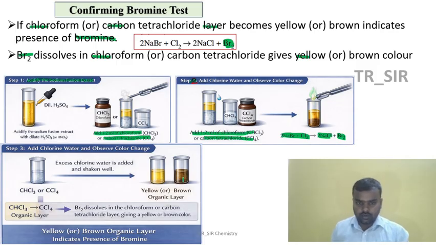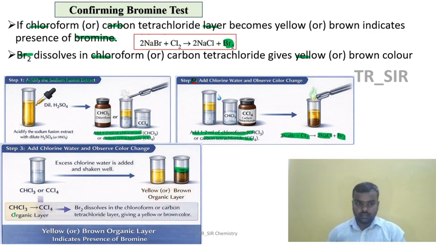You can see here a yellow or reddish brown kind of layer is forming. That layer confirms that Br is present. What kind of layer here? You can see here excess of chlorine water is added and shake well. After shaking, leave it to rest.